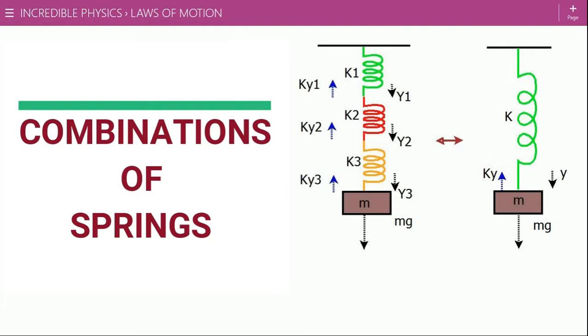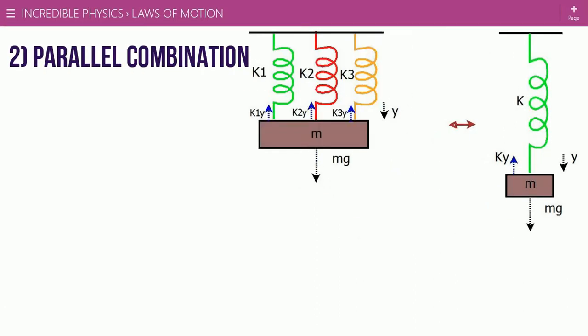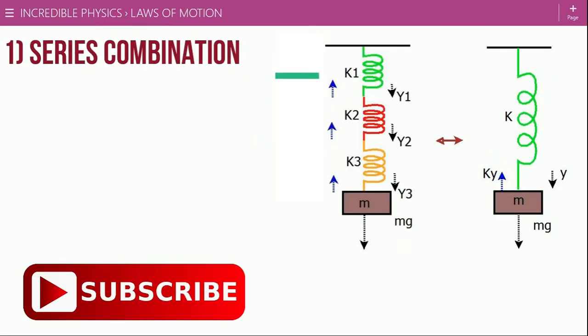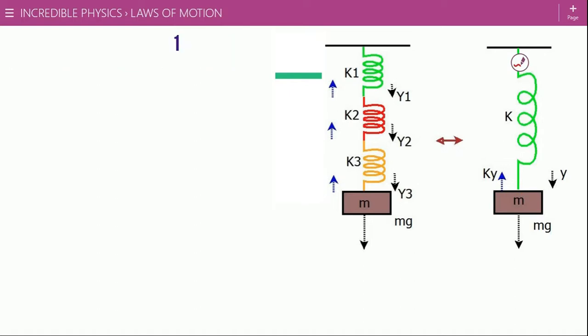There are two types of combinations, series combination and parallel combination. So guys, we are going to discuss first the series combination. As in the diagram, we can see we have three springs connected with each other. First spring is K1 constant spring, and second one has a spring constant K2. Third spring has a constant K3. We have to find the equivalent constant of the combination, which is assumed as K.